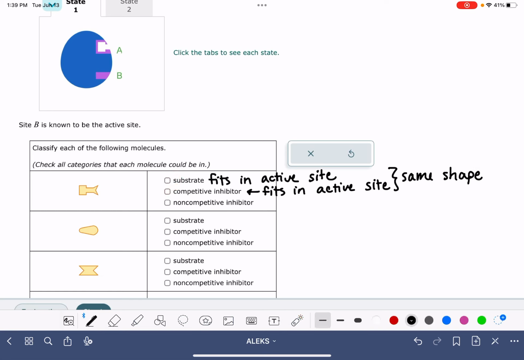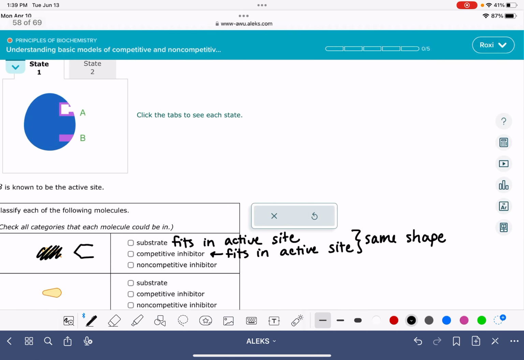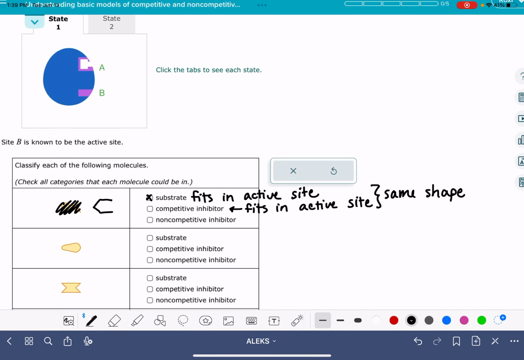So for example, in this problem, if instead of having this molecule, I had one that was this shape, and I know that that's the shape of my active site, so I know that this would be the shape of a substrate, I wouldn't be able to tell if this particular molecule was a substrate or a competitive inhibitor because they both fit the exact same way.